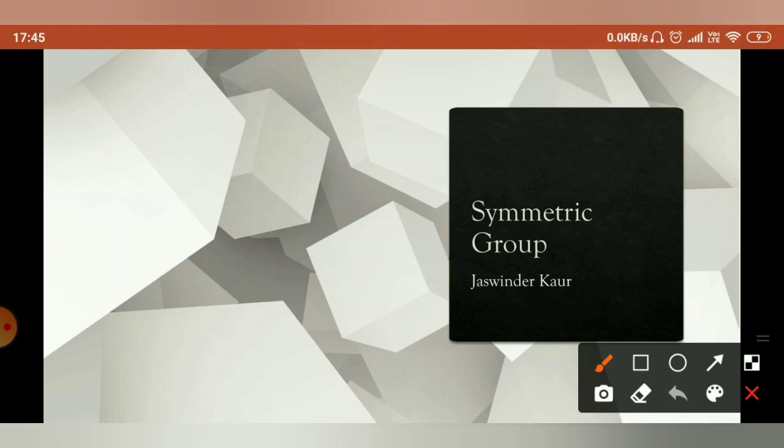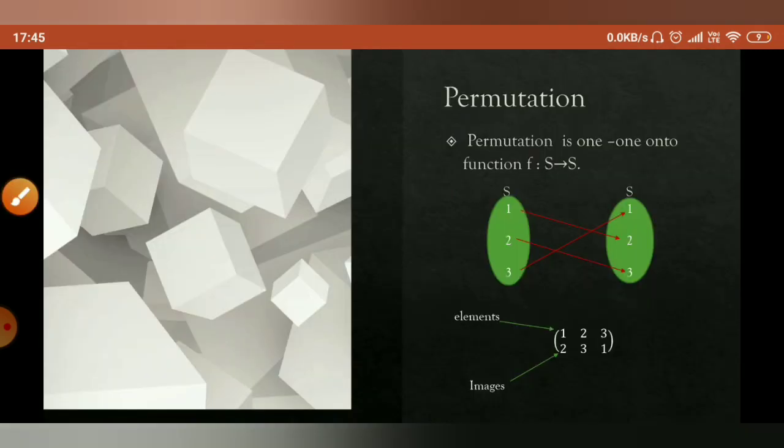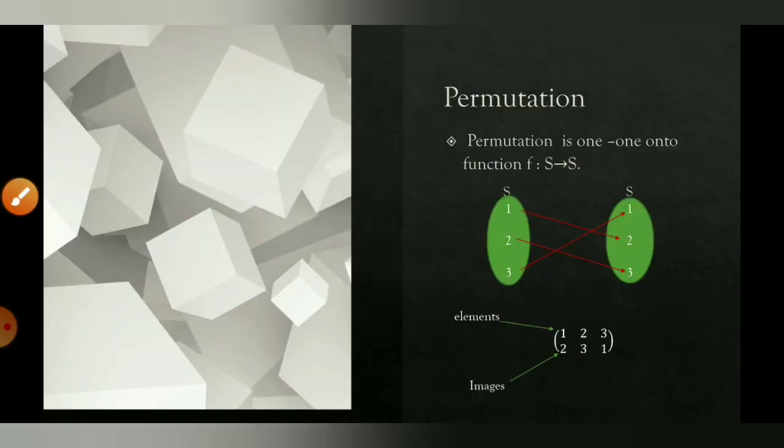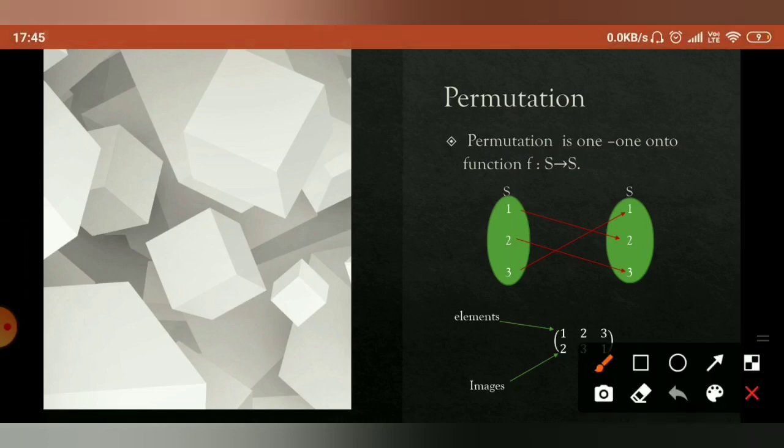Symmetric groups are groups which contain mappings or permutations. So what is a permutation? A permutation is a 1-1 onto mapping from a set to itself. So, a mapping from a set to itself.